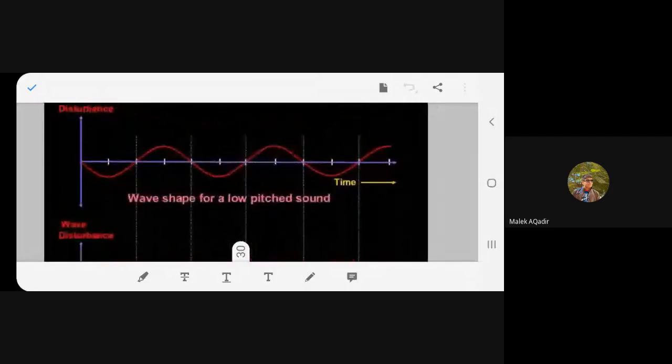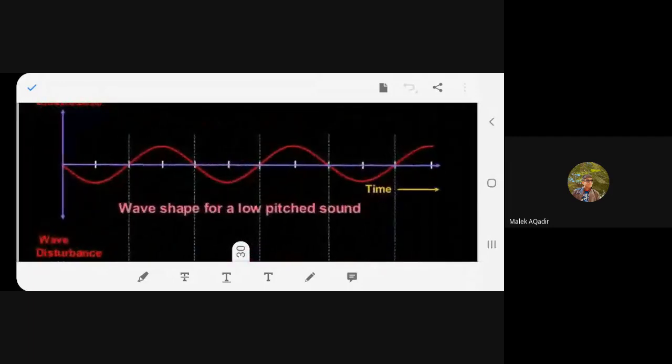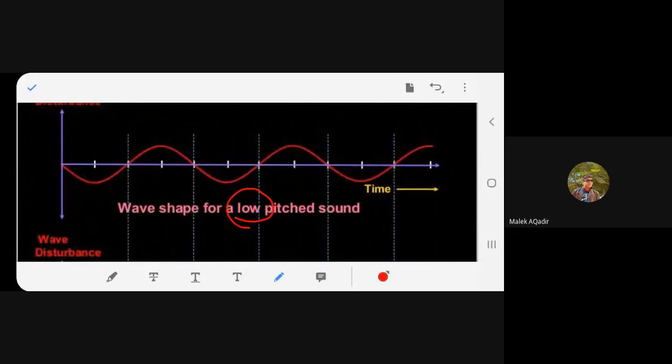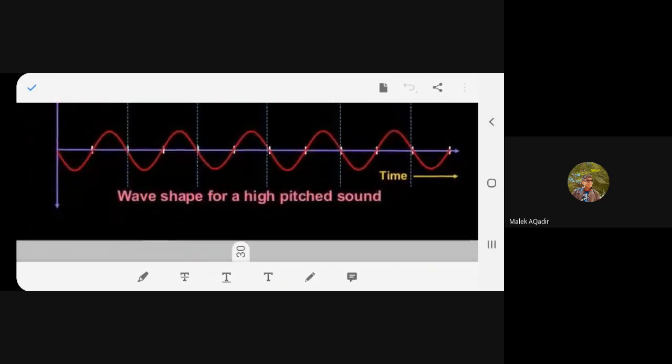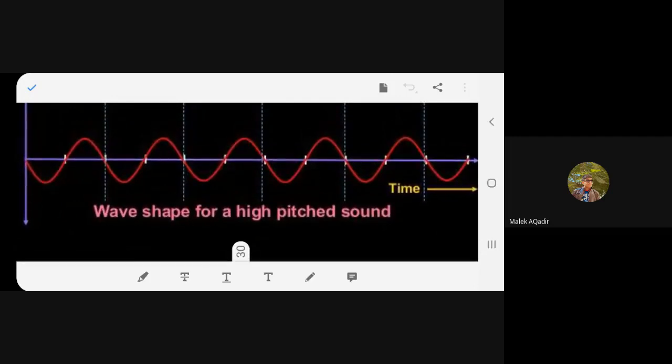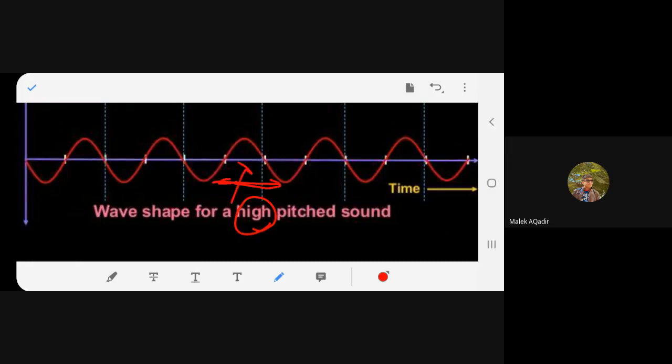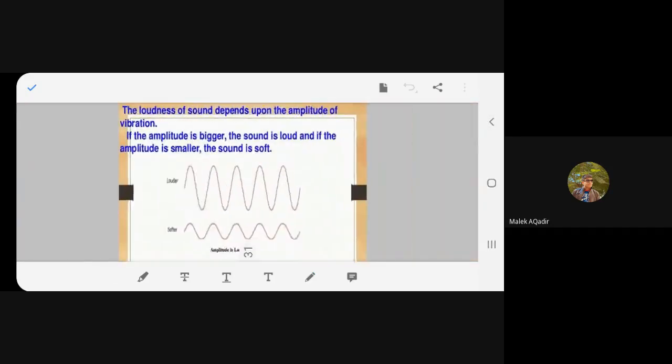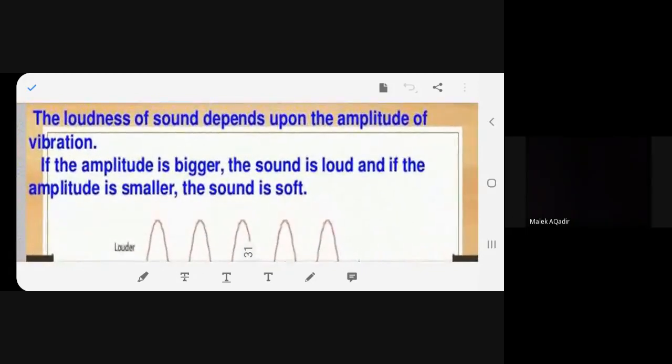Same way. It is a low pitch sound, that is low sound, because the wavelength is very big. These are all wavelengths, very big. Look over here. Here it is high because the wavelength is small. It's clear now? Yes.